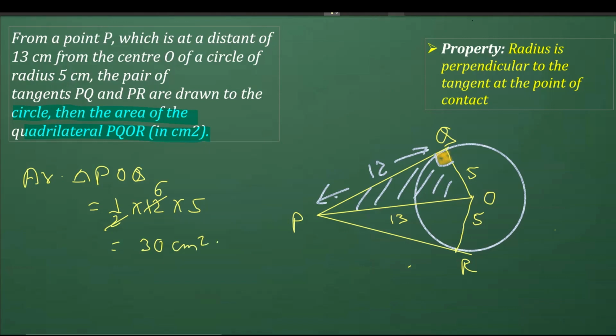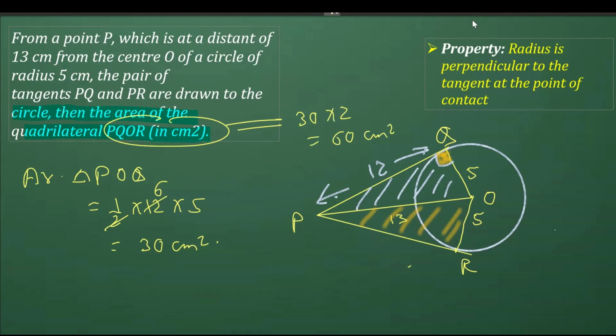Now what we know is that similarly the area of this triangle is also going to be the same. So we can just double it to get the area of this quadrilateral. So the area of this quadrilateral is what? 30 multiplied by 2, that is equal to 60 centimeter square. That's how we will do this question.